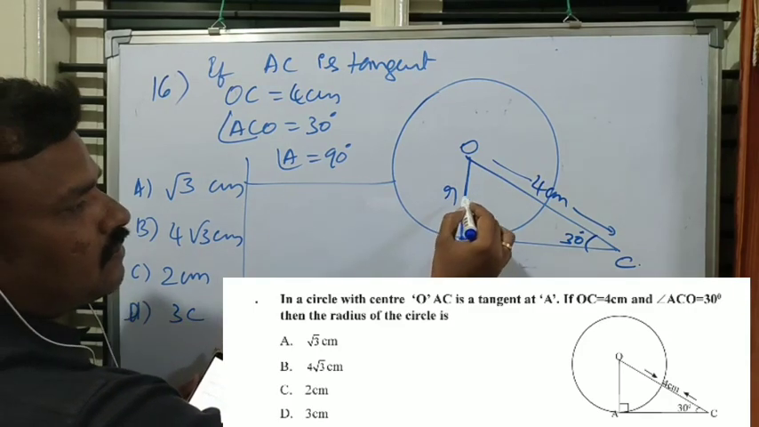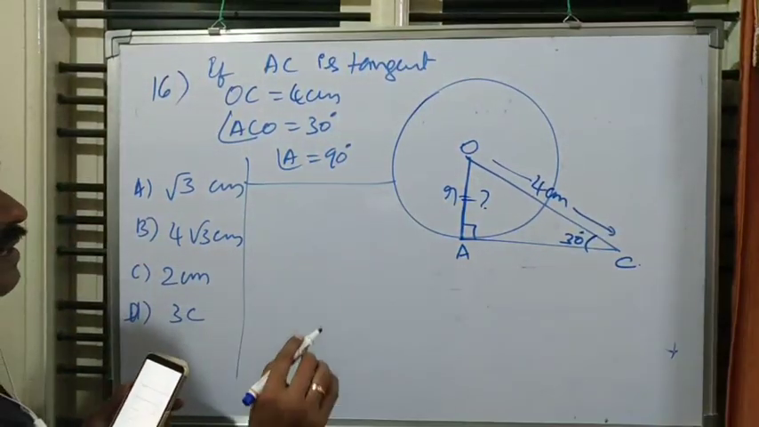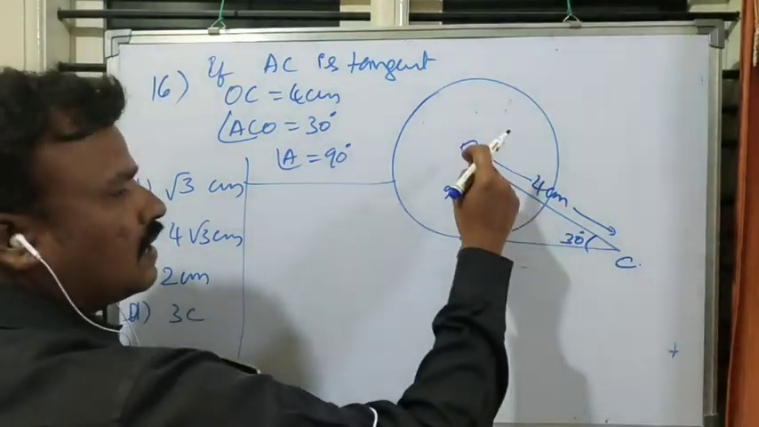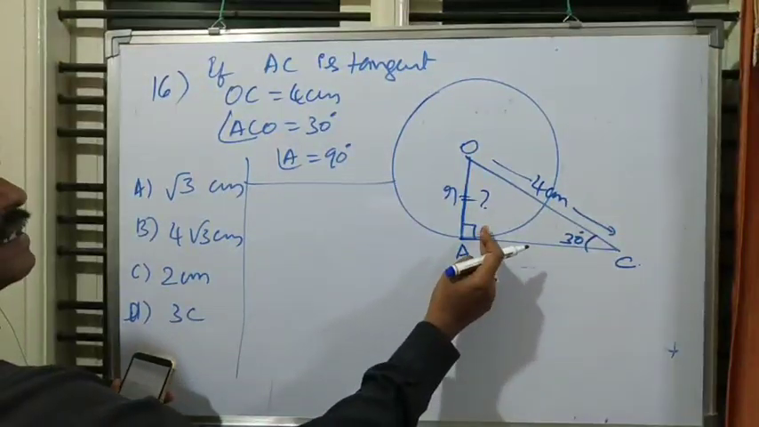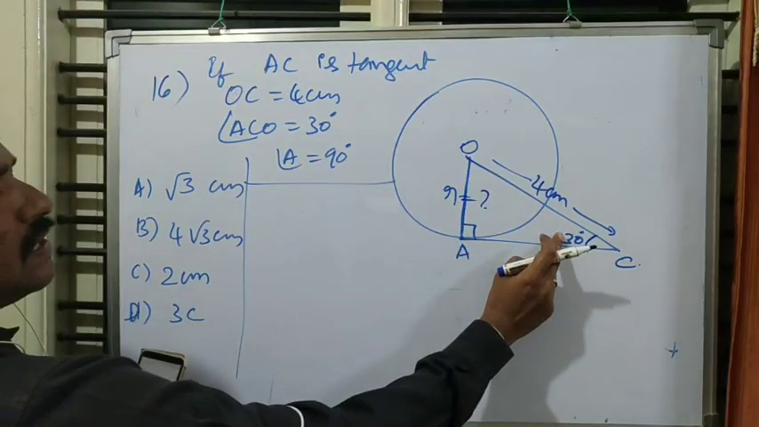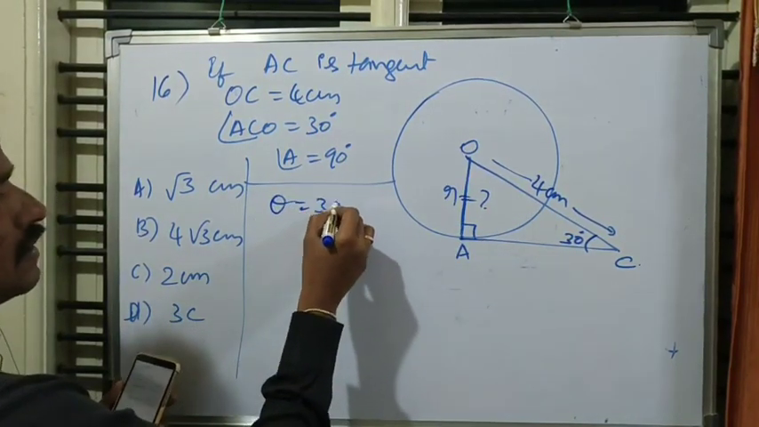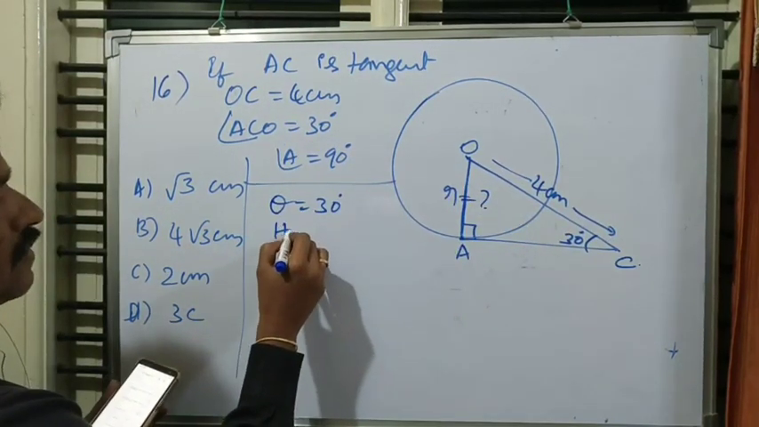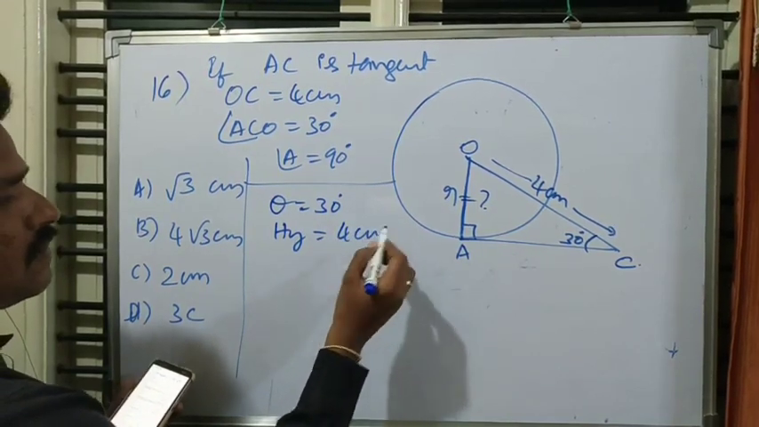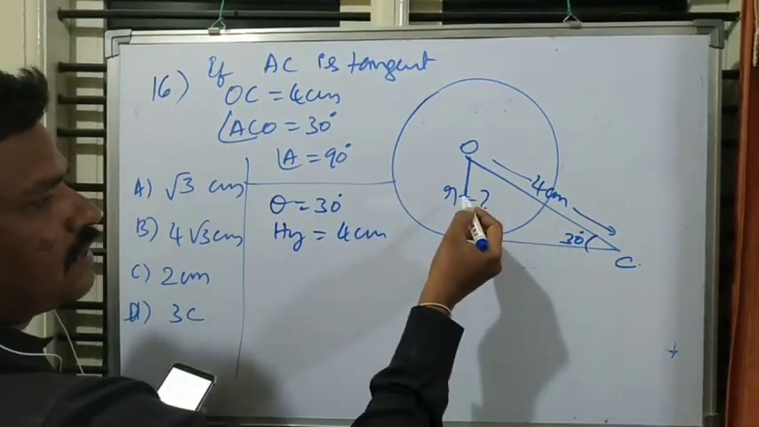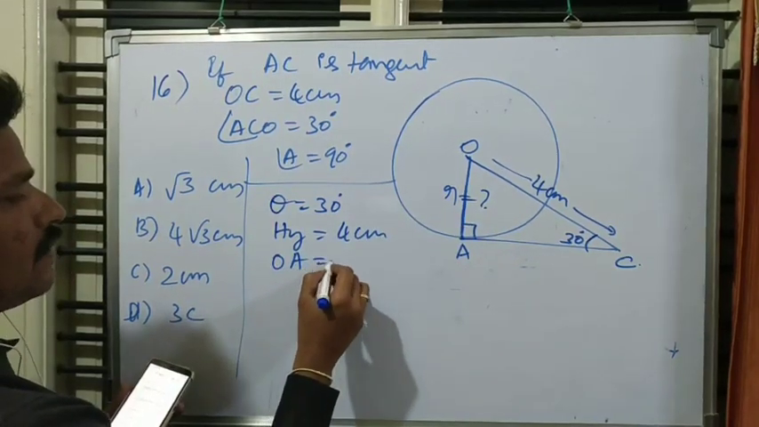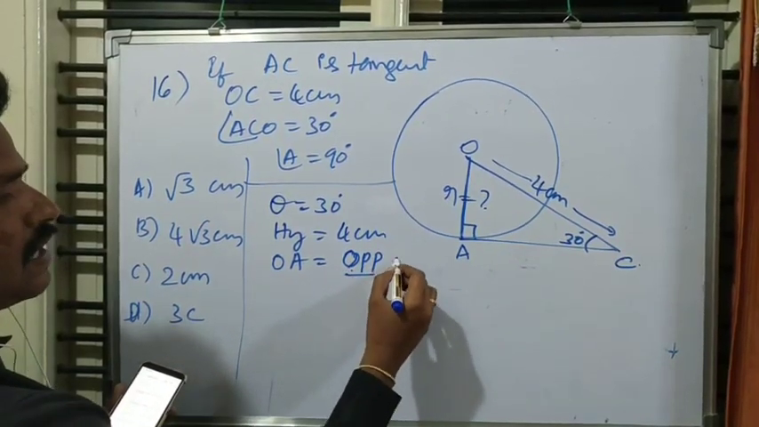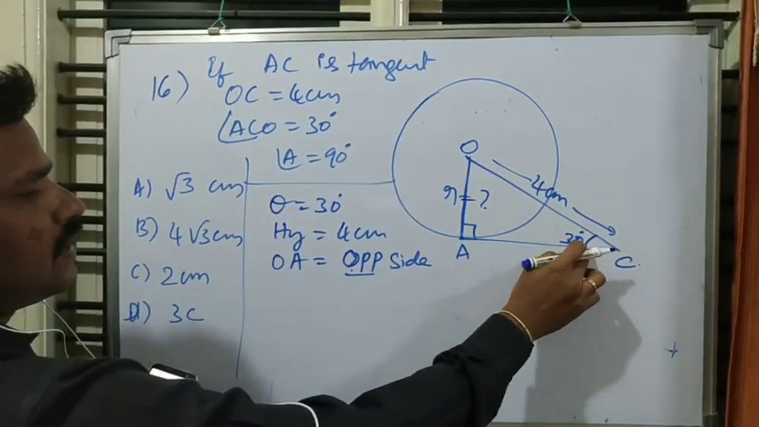Actually here we have to find the radius of a circle, but we have to use the trigonometry concept. How? Here is a right angle triangle, the angle at A is 90 degrees. So here theta is equal to 30 degrees, and it is a right angle triangle. The hypotenuse value is already given, that is 4 centimeters. We need to find the side opposite to 30 degrees, the radius OA. OA is the opposite side to 30 degrees, that is angle C.